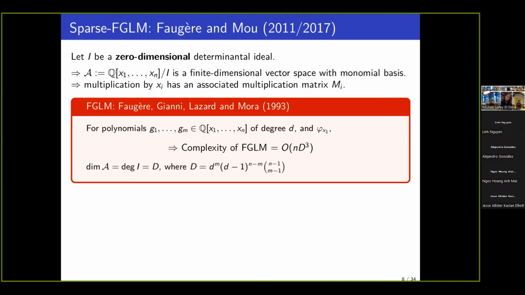Using the matrices M1 to Mn for multiplication by x1 to xn, in 1993 Faugère, Gianni, Lazard and Mora gave the FGLM algorithm, which does this change of ordering with complexity n d cubed, where d is the degree of the ideal, or equivalently the dimension of the quotient algebra. And I give it here for the degree in the critical point setting.